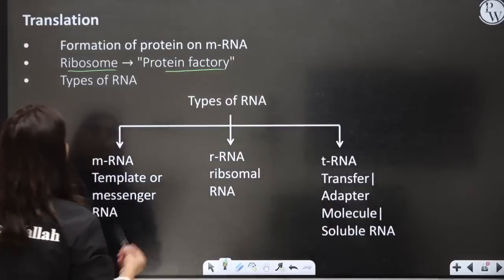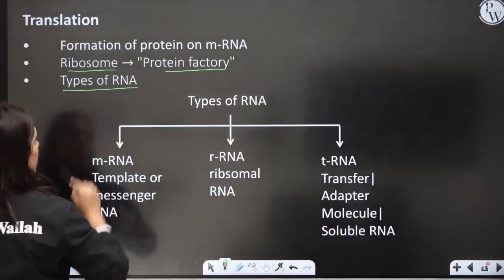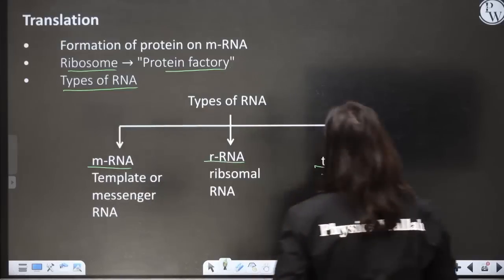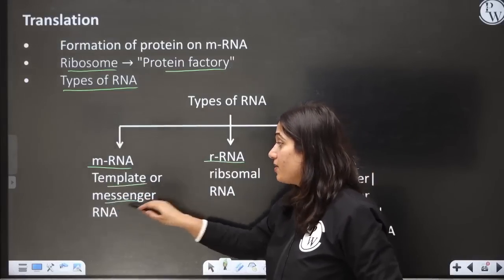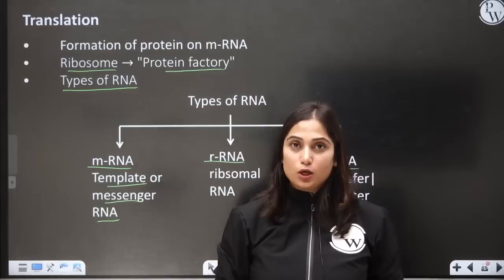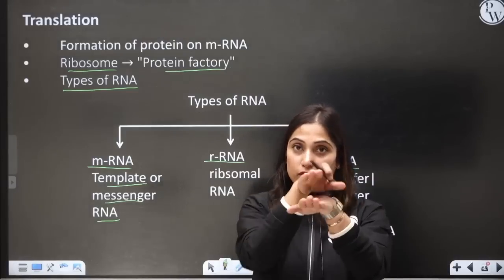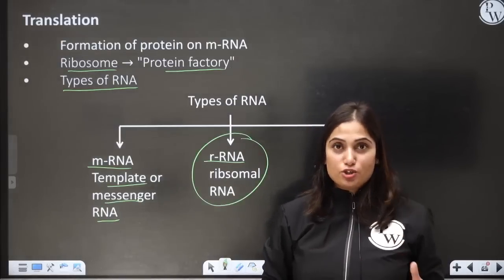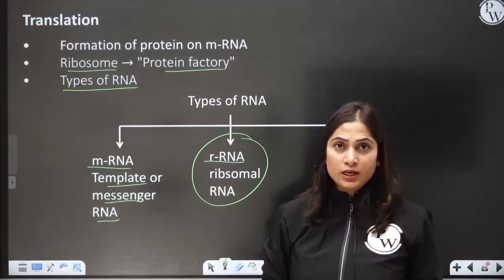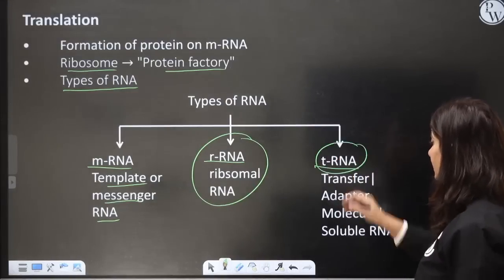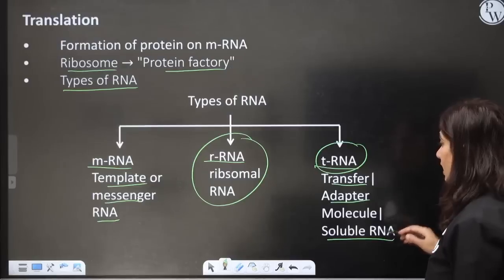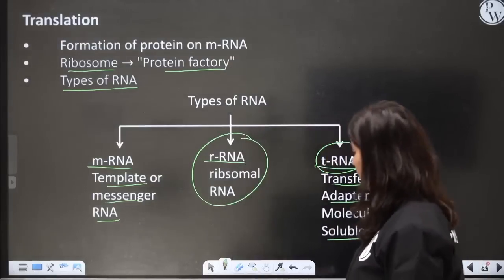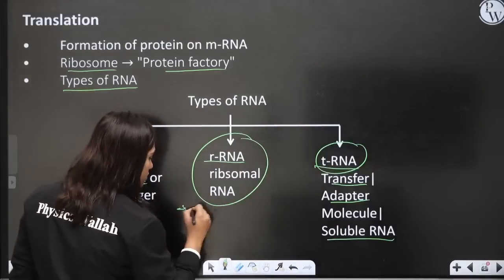Okay, now before translation, let's discuss the types of RNA present in a cell. Broadly, there are three types: mRNA, rRNA, and tRNA. mRNA is the template or the messenger RNA which actually codes for the polypeptide chain on which the protein chain is formed. rRNA is ribosomal RNA, which has the structural role that it forms the ribosomes. And the transfer RNA is the adapter molecule or the soluble RNA which carries the amino acids during the process of translation. So, ribosomal RNA has a structural role.